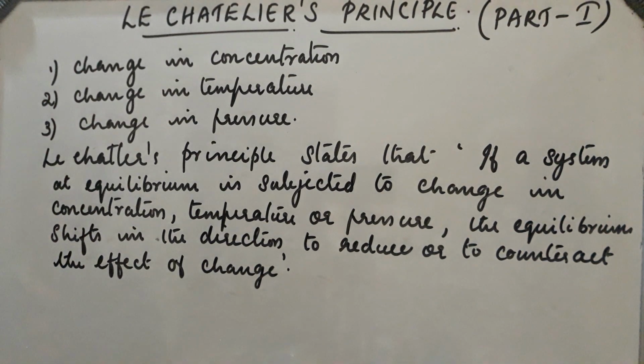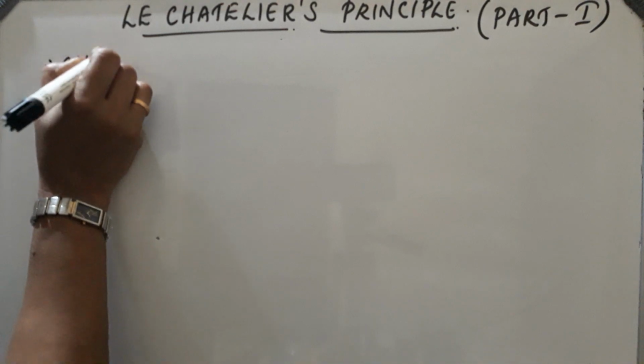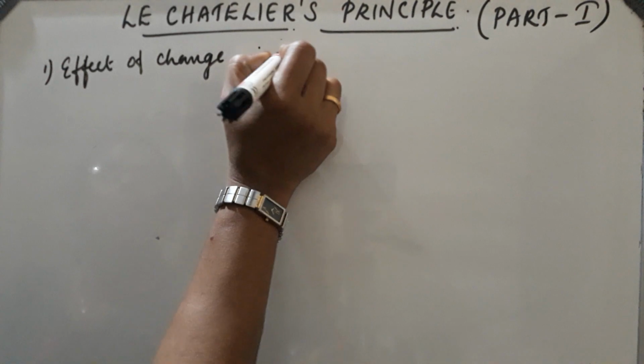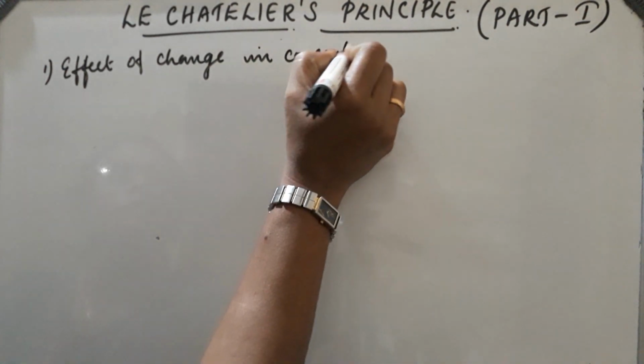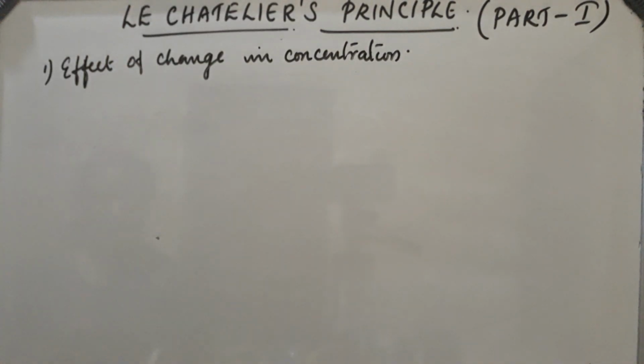First one, effect of change in concentration. When the concentration of one of the substances of the system at equilibrium is increased, that is either reactant or product, then the equilibrium will shift in the direction which decreases the concentration of that substance.